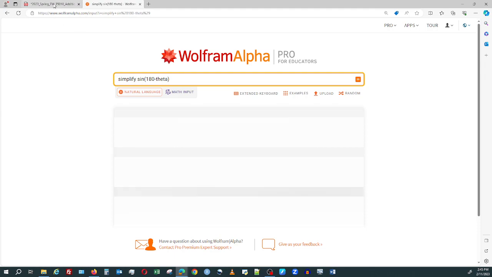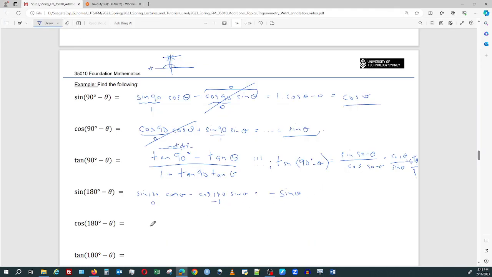In any case, while that's chugging away, it could be very busy on the internet here. So we've got cos 180 cos theta plus sine 180 sine theta. So this again is 0, so that term's gone. This is minus 1, so we get minus cos theta.